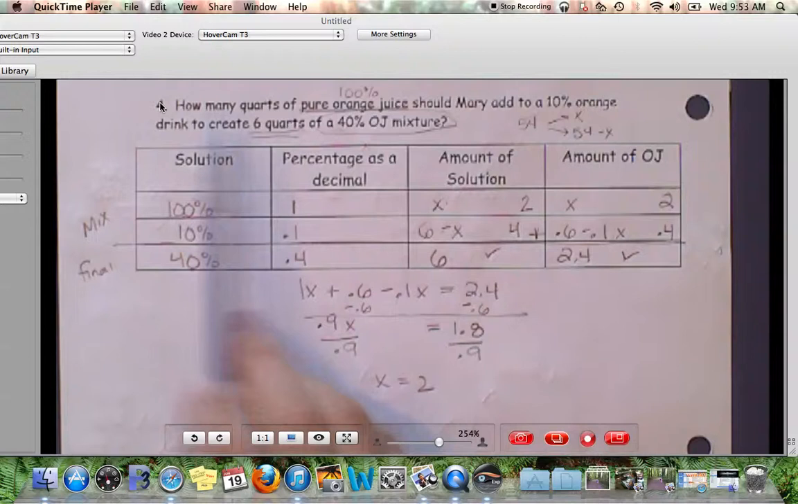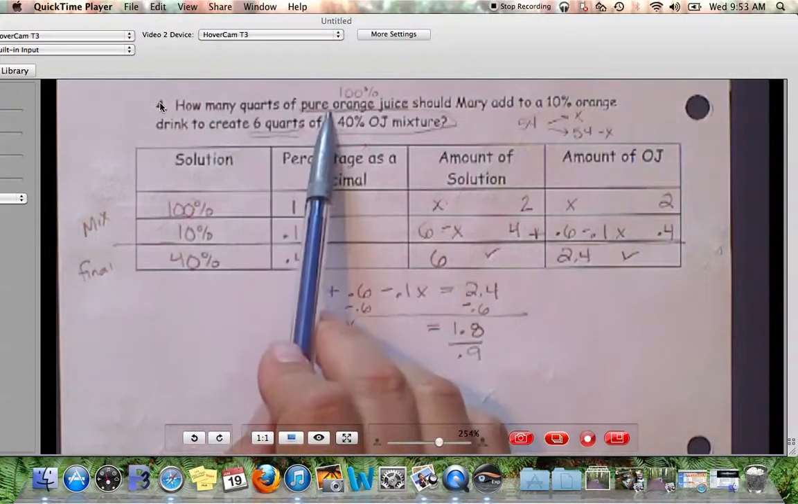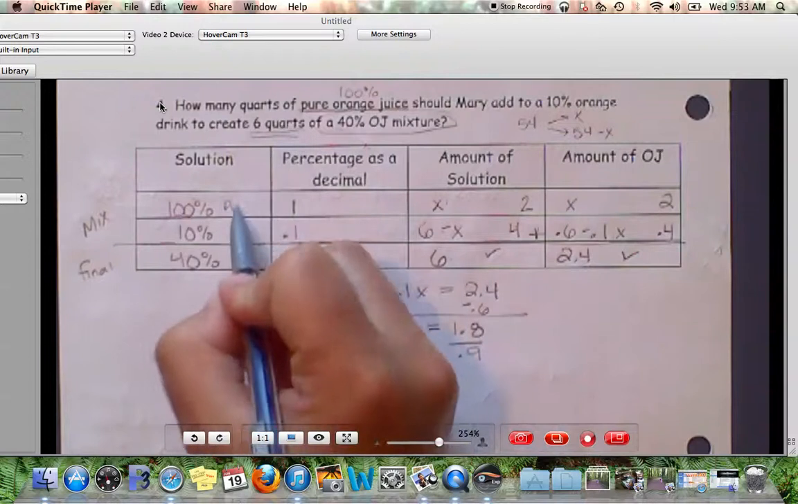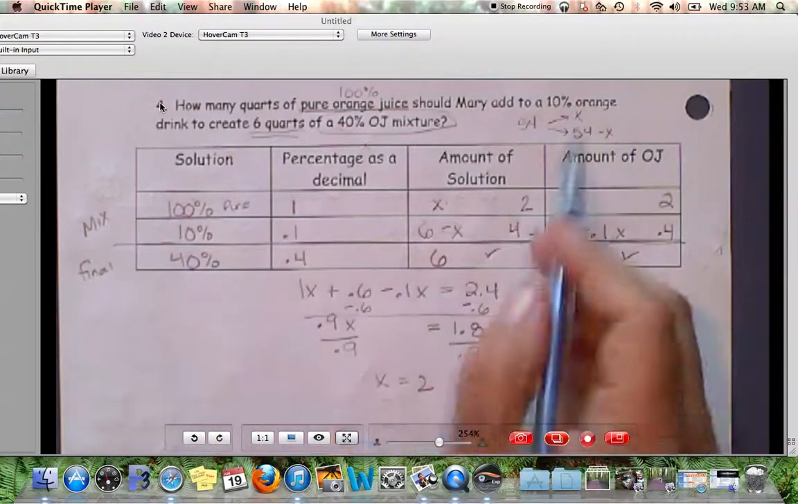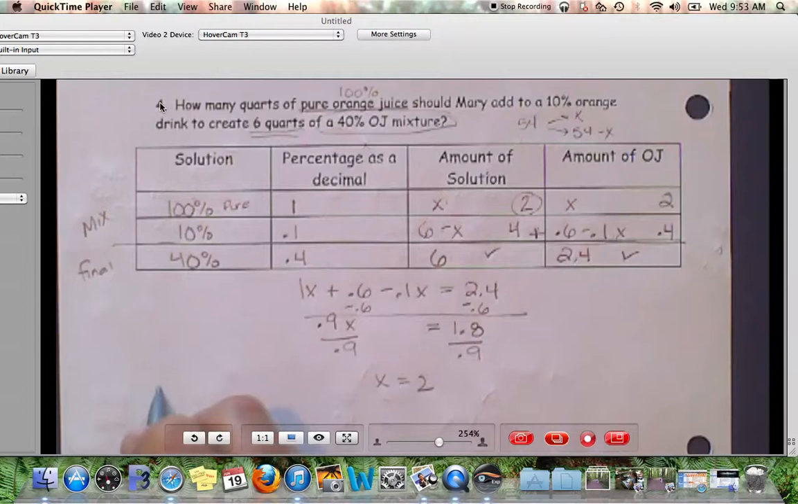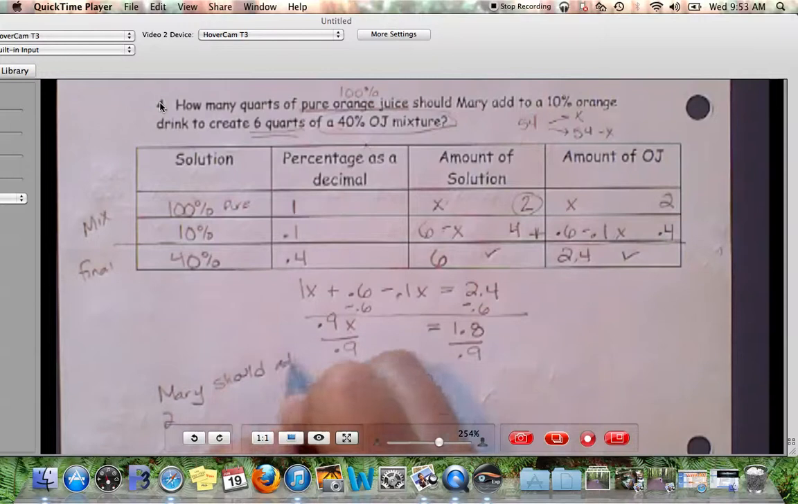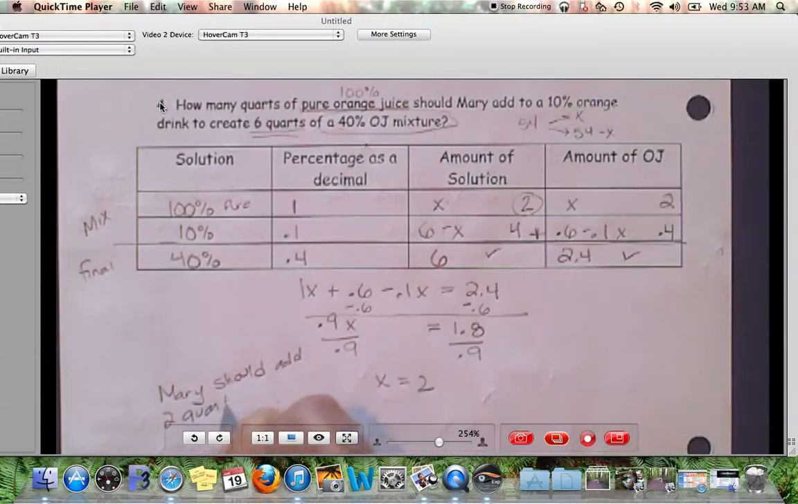Let's answer the question. How many quarts of pure orange juice should Mary add? Pure, this one's the pure, 100%. How many quarts? 2 quarts. Mary should add 2 quarts of pure OJ.